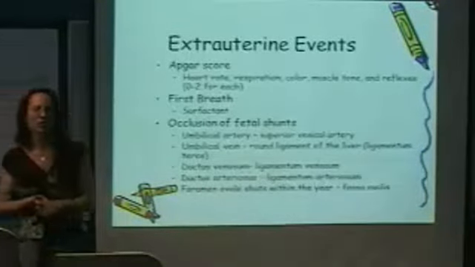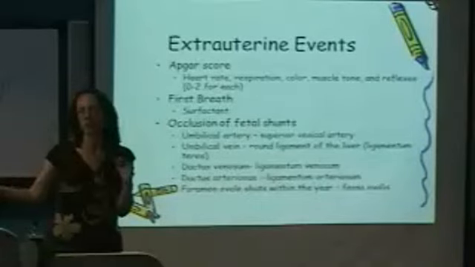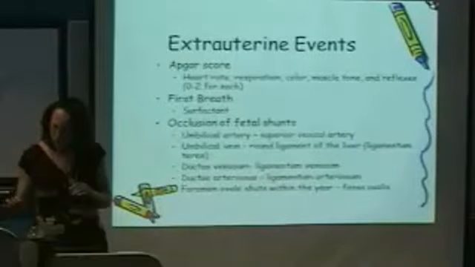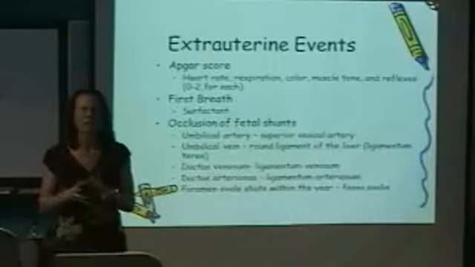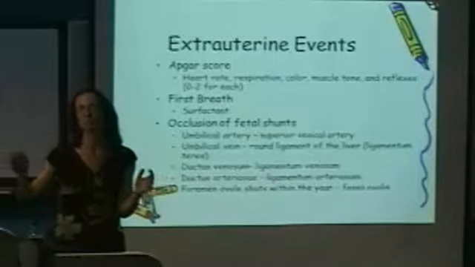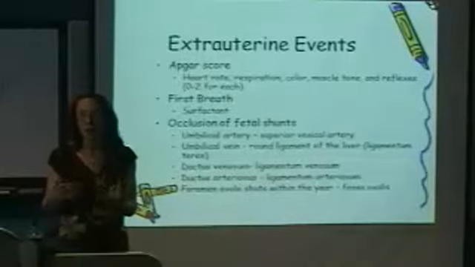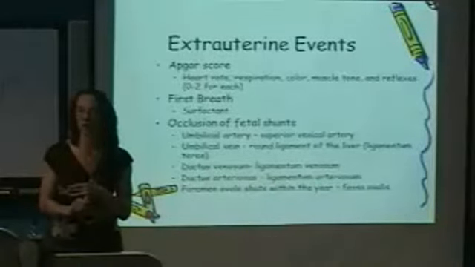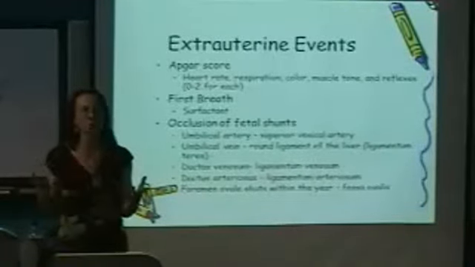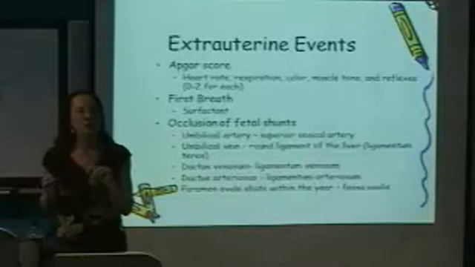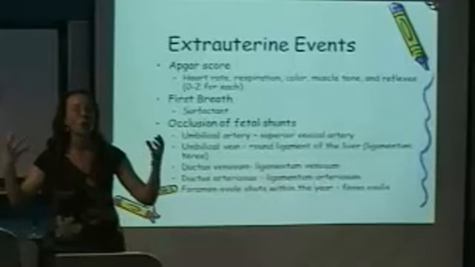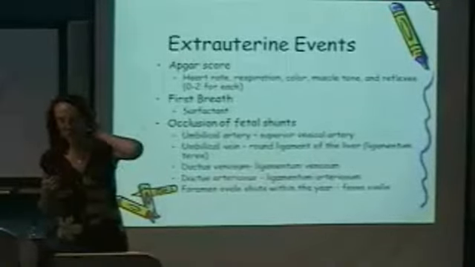Okay, APGAR score is going to check the health of the baby. You can read this on your own. It gives you the different, you could probably see it in your notes. Heart rate, respiration, 0 to 2 points for each. Okay, 8 to 10 overall is normal for a baby. Their first breath will also occlude those fetal shunts, as well as clear out the lungs, and surfactant will start to work appropriately. Surfactant is that detergent-like substance which will help to keep the lungs open. Okay, occlusion of the fetal shunts.